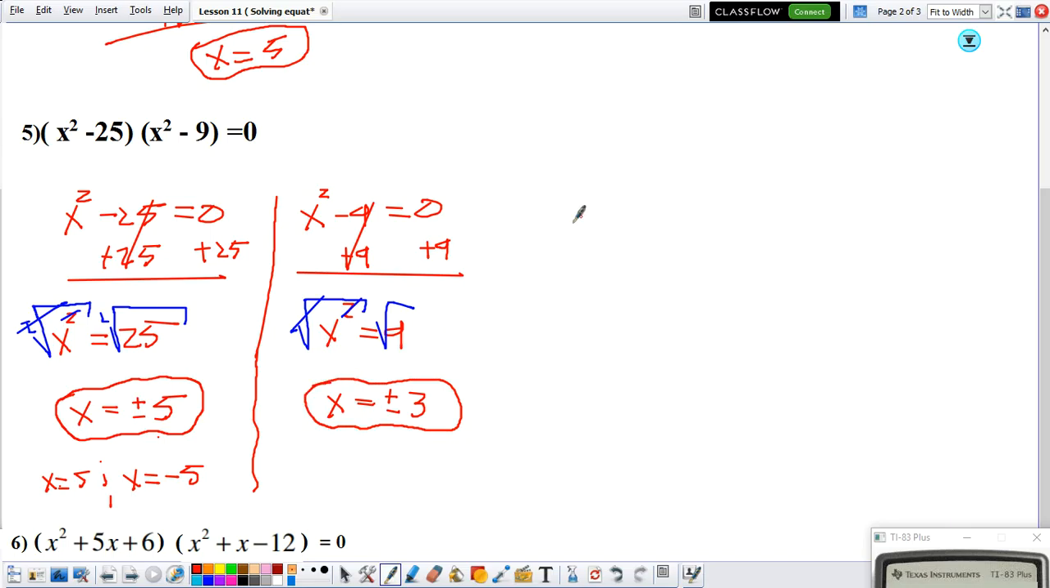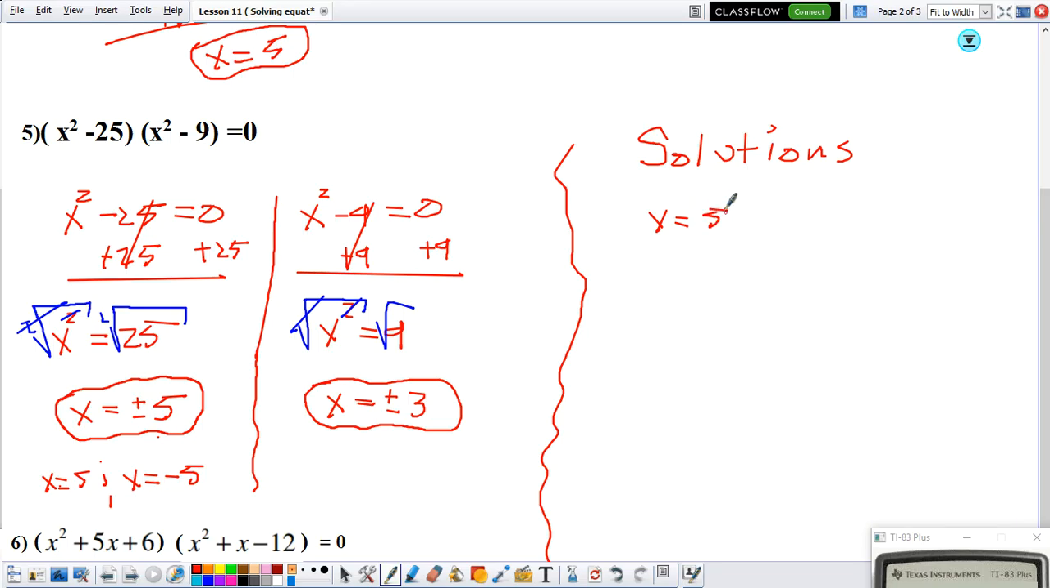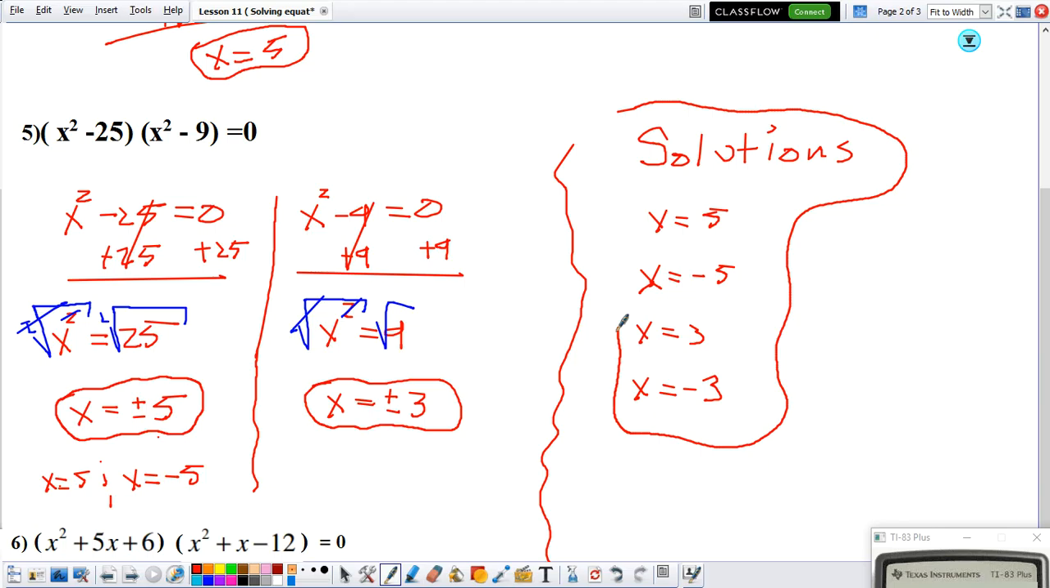So in this case, I don't have 1, 2, or 3 solutions, but I have 4 solutions. My solutions are when x is equal to 5, when x is equal to negative 5, when x is equal to 3, and when x is equal to negative 3. So I have 4 solutions here. You can double check yourself, plug any of these into your original, and you will have 0.